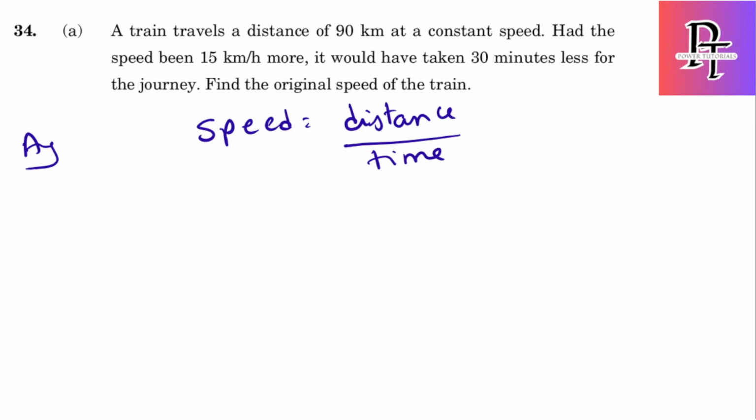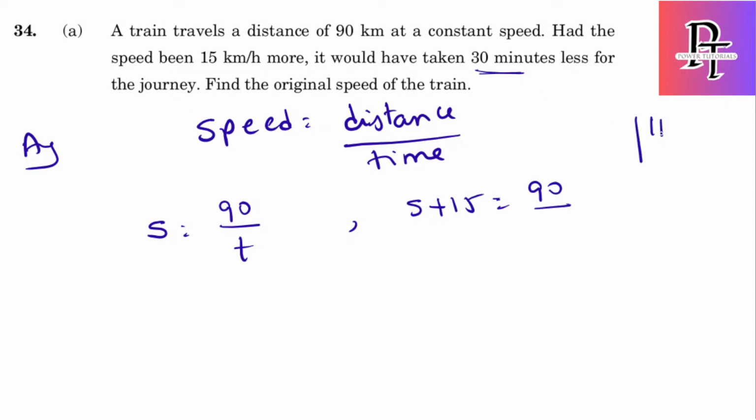Okay, speed is equal to distance by time. So now let's see the first condition. The distance is equal to 90 at constant speed. So let's assume that constant speed is s. If constant speed is s, distance I mentioned as 90. Let's take the time as t. Second condition, if speed had been 15 kilometers more, now they are saying s plus 15, the distance is 90, but it is taking 30 minutes less. So for this, 1 hour is equal to 60 minutes. So 30 minutes will be 0.5 hour because it is half the value. So I can simply say it is t minus 0.5. Why did I write 0.5? Because I want to convert everything into kilometers per hour.